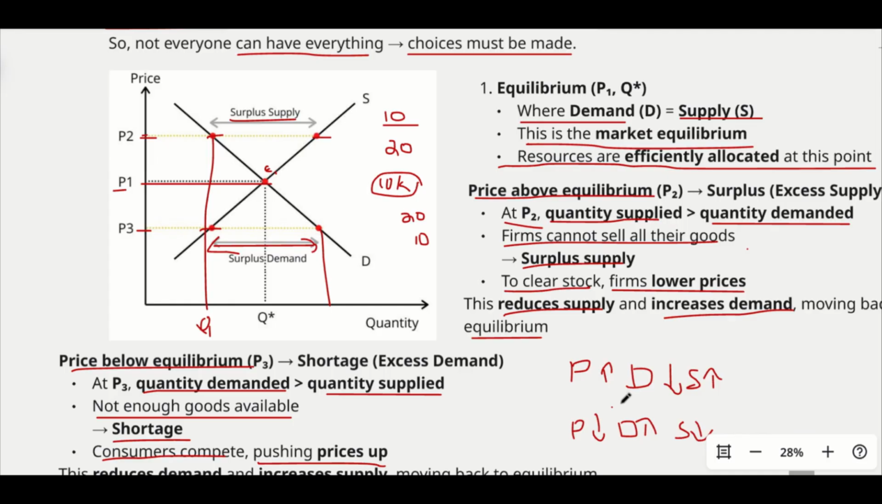So price allocates scarce resources through the price mechanism by rationing the goods, signaling shortages and surpluses, and providing incentives for producers and consumers to adjust their behavior. So they ensure the resources move toward their most valued uses. So it will make sure that the scarce resources are used for their most valued uses.